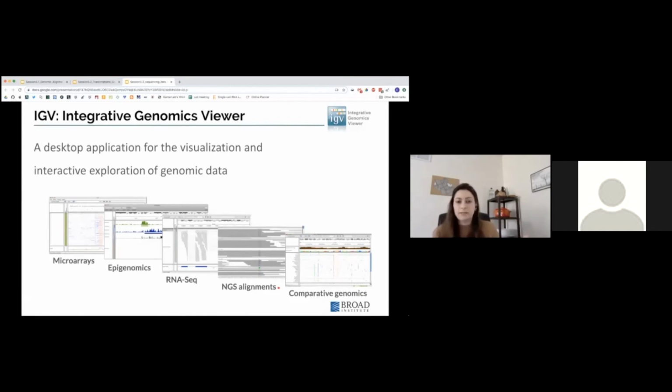It supports any kind of data that can be mapped to the genome, and the input data that you submit can either be stored in local files on your machine, or it can be stored in a server. You can even give it a URL to access that file. So you don't necessarily need to download files to your computer just to input them to IGV.